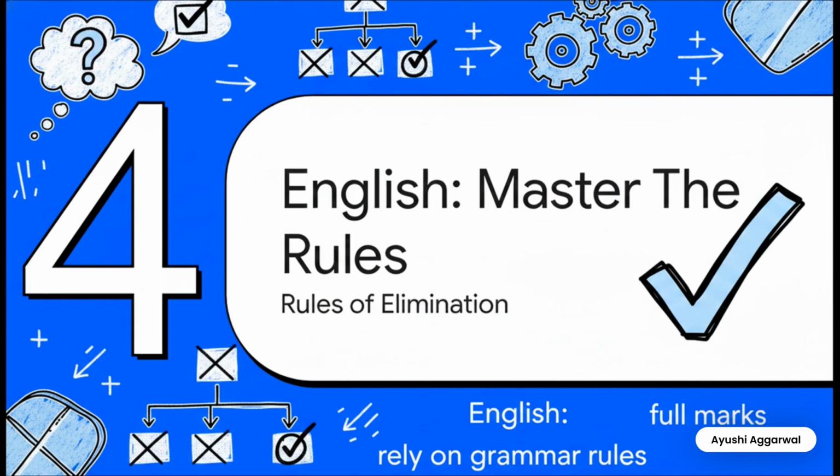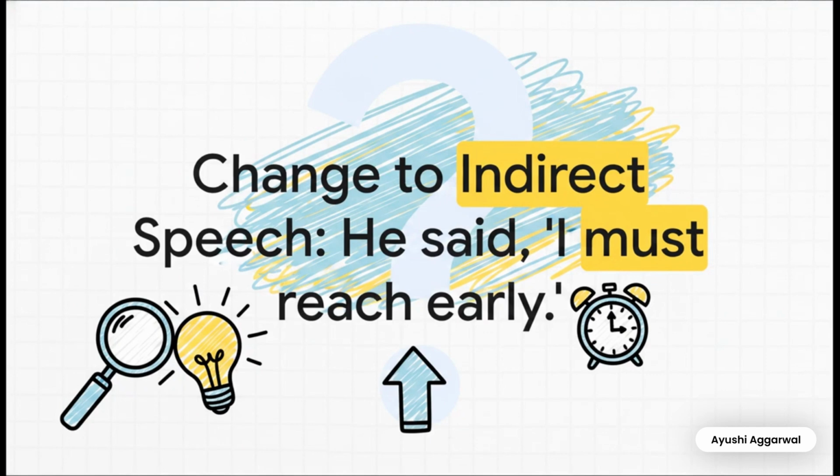Finally, let's look at Section 4, English Comprehension, and how to master the rules of elimination. You know, so many students lose marks in English simply because they go by what sounds right. Please don't do that. You have to rely on grammar rules. When you combine strict grammar rules with the elimination method, you practically guarantee yourself full marks. Take this direct speech question, for example. Select the option that expresses the given sentence in direct to indirect speech. He said, "I must reach early."